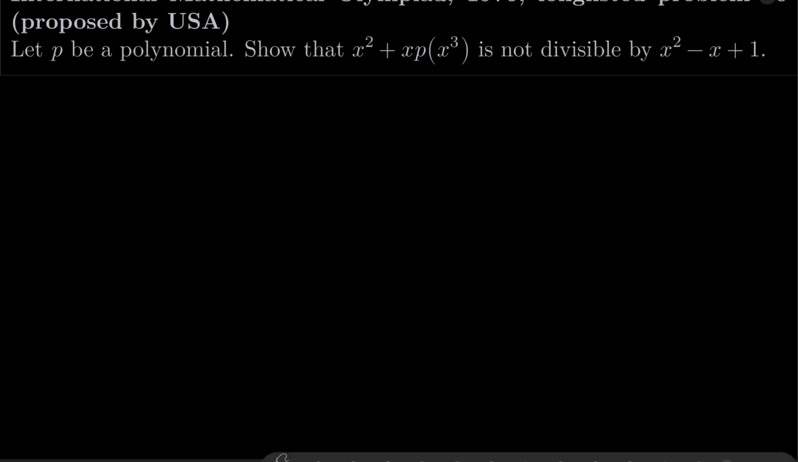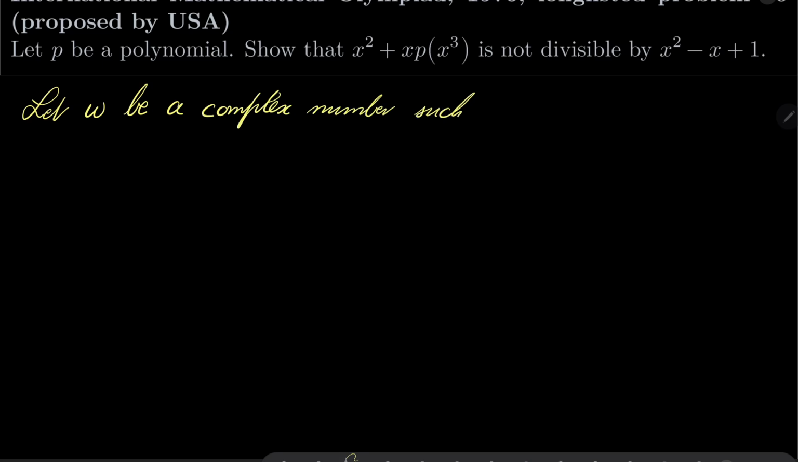Alright, so let's start with noticing that, let omega be a complex number such that omega is not 1, but omega cubed is 1. It's one of the two complex roots of unity, cubic roots of unity.